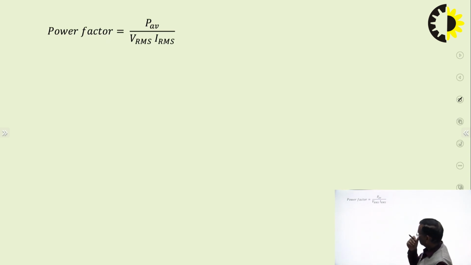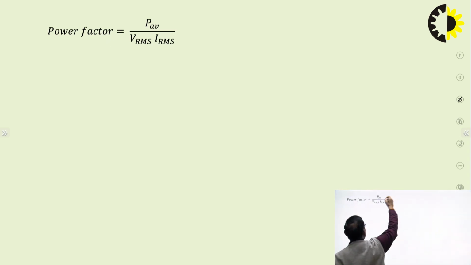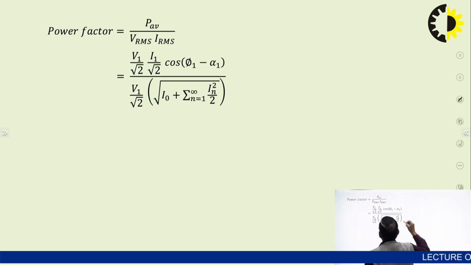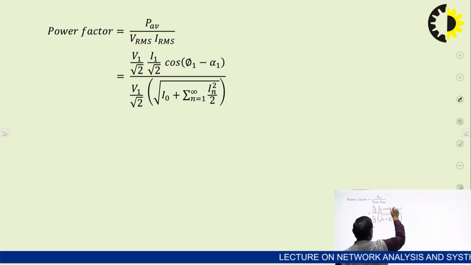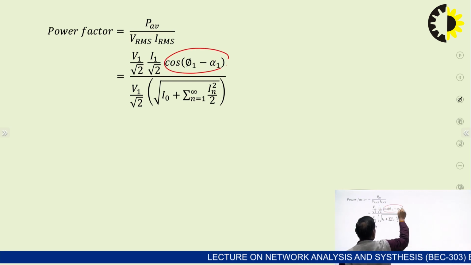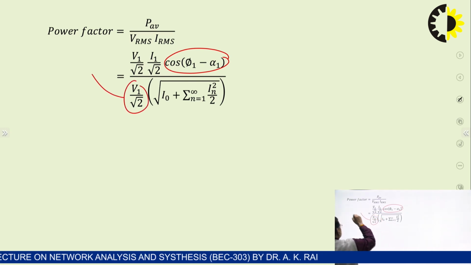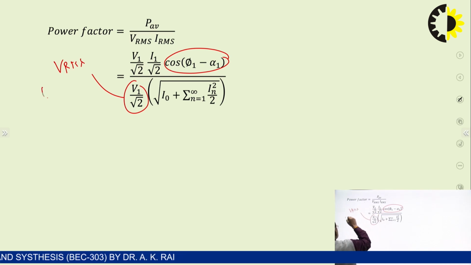So, coming to the basics, power factor is the ratio of average power to Vrms and Irms, meaning active power to apparent power. We have calculated active power. Active power is V1 by root 2, I1 by root 2, cos of (phi 1 minus alpha 1). This is the angle between the current and voltage, and V1 by root 2 is Vrms, with only one component because the supply is sinusoidal.